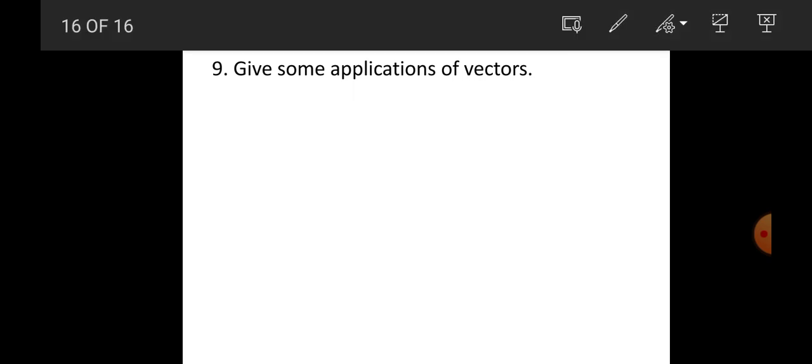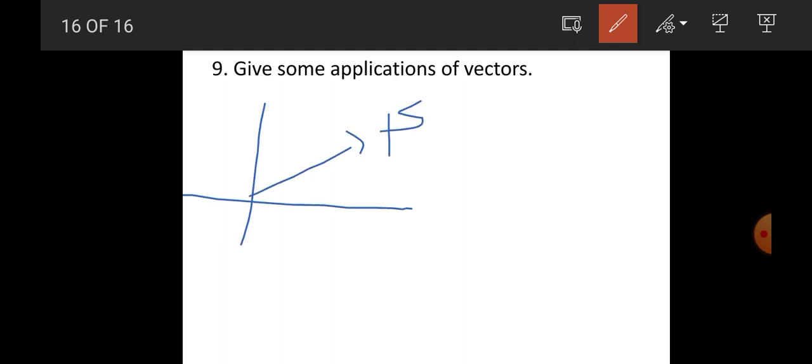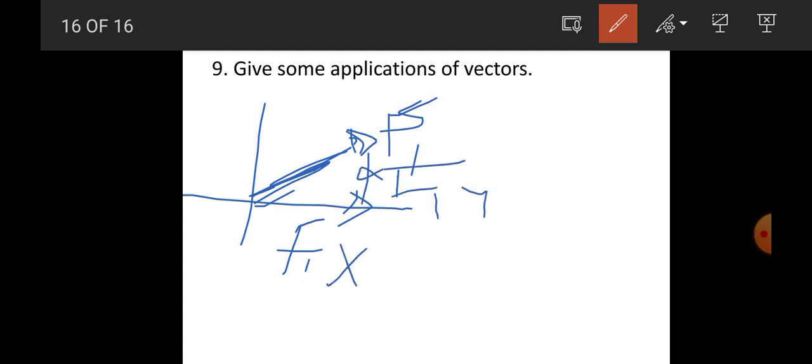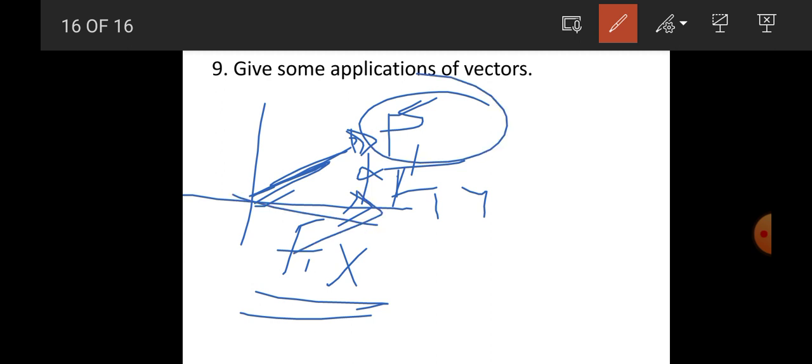For example, if this is F1, this is a vector; force is a vector. This is the force along x, along the component F1 of x and F1 of y. We decompose it: the force that acts along the x axis, along the x direction, is F1 of x, and the force that acts along the y direction is F1 of y.